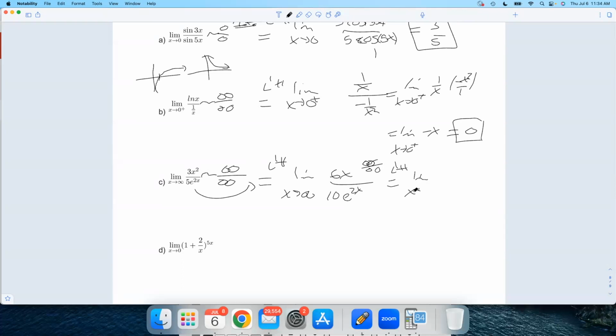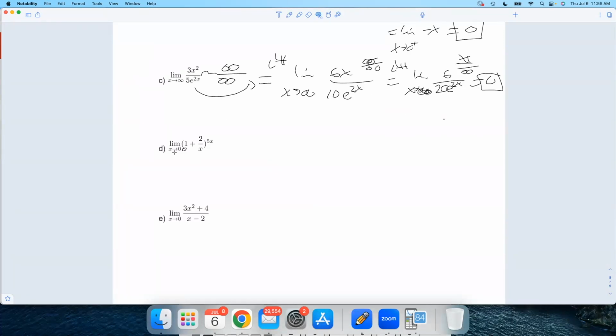Limit as x goes to infinity. Derivative of the top is just 6. Derivative of the bottom, 20e to the 2x. Now, the top does not go to infinity anymore. This is just a number over infinity. That limit is always 0.